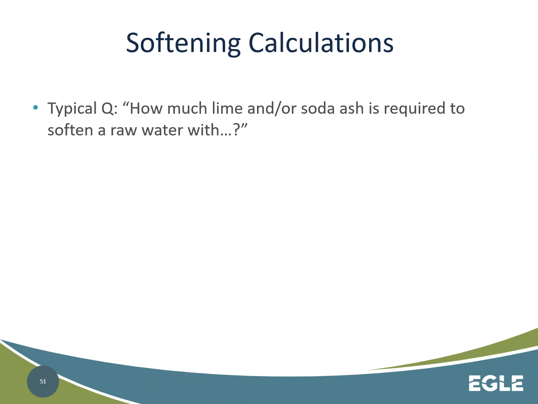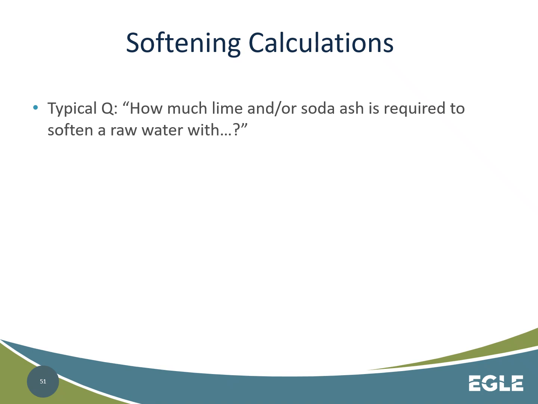Now the fun stuff. Calculations. Softening is some science and a lot of art. So all of the calculations we will walk through are just to get you to a theoretical starting point. Field adjustments will be required to reach optimum chemical dosing. Alkalinity titrations will be the best guide for adjusting dosages during plant operation.